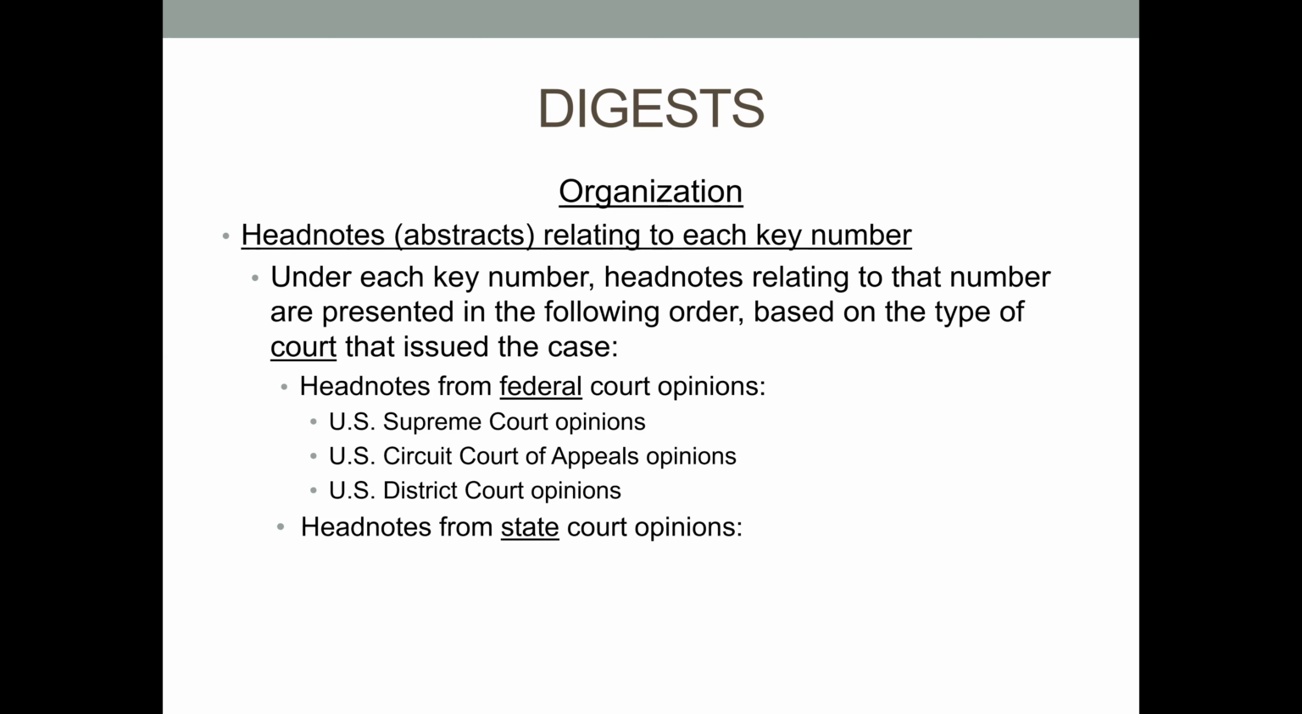Then the state court opinions, and again, it's in descending level of court. So any state Supreme Court opinion headnotes will appear first, and then headnotes from state intermediate courts of appeals opinions will appear last.